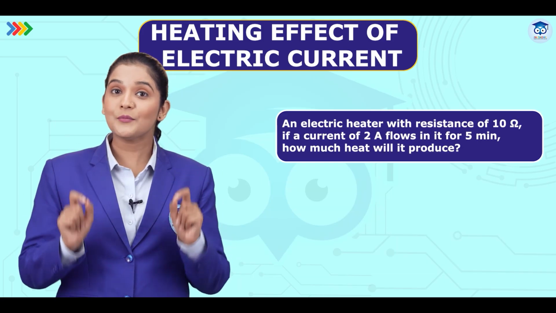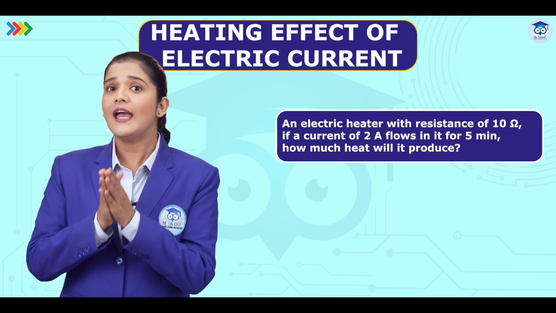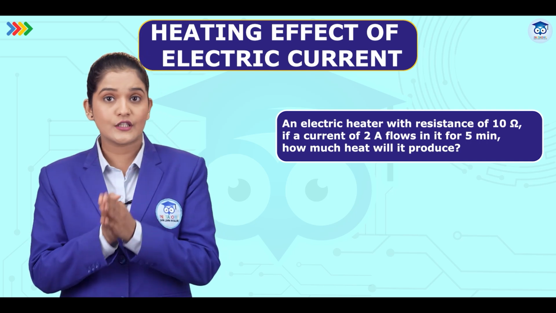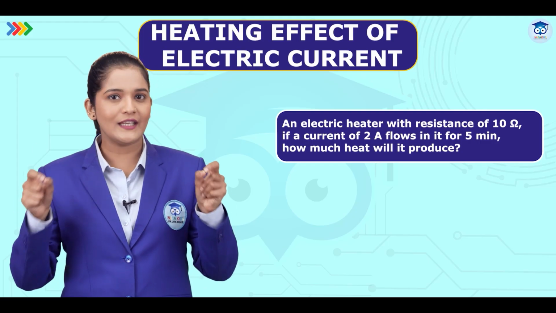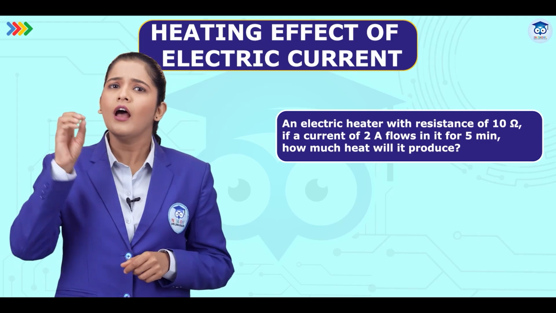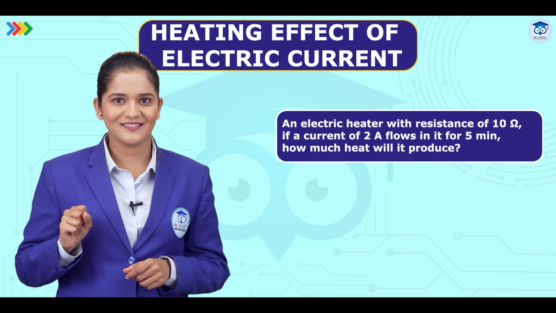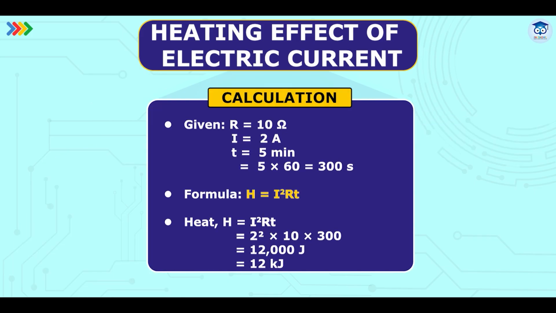Now, let's take a practical example. An electric heater with a resistance of 10 ohms and a current of 2 amperes flowing in it for 5 minutes, how much heat will it produce? In this case, the resistance R is given as 10 ohms. The current I is 2 amperes and the time T is 5 minutes.